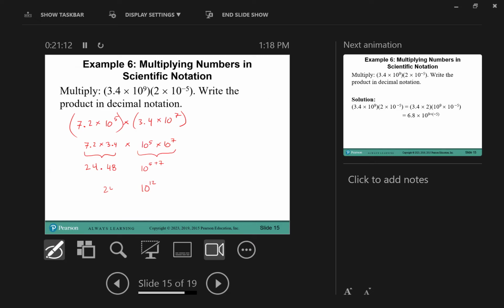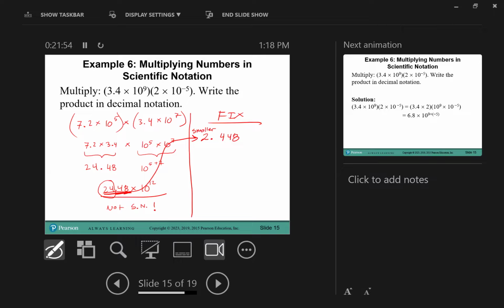So in the end, my answer is 24.48 times 10 to the 12, but this is not in standard scientific notation anymore, because my number in front of my decimal is 24. I should only have one number in front of the decimal, right? So I have to compensate here. I have to fix it. So I'm going to take that decimal and I'm going to move it one more spot to the left to get it to where I need it to be. So it's 2.448.